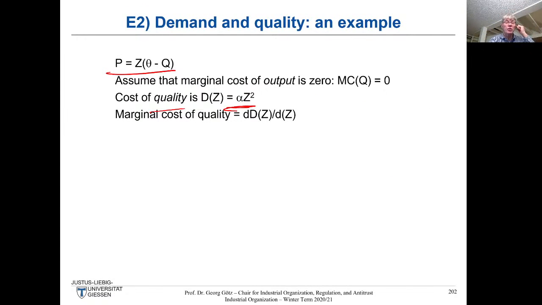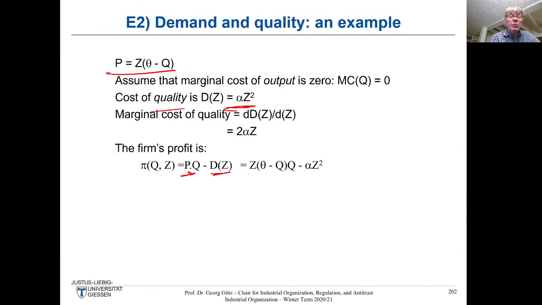And now the marginal cost of quality, written down here as well, would be just 2 alpha C. And the firm's profit function is then simply price times quantity, revenue, minus this quality cost. And here we substituted that, and now it's really straightforward and almost trivial. This is a standard profit maximization problem. We maximize that by choosing Q and Z. Maximize that, and we get 2 first order conditions and solve for Q and Z. Here in the slides, and that's what you should do at home and check, what I did here.